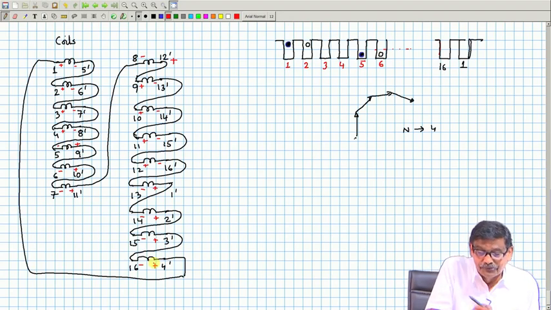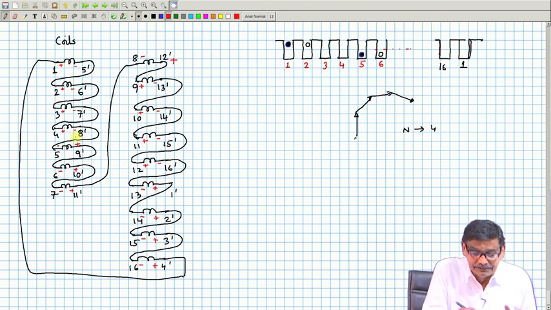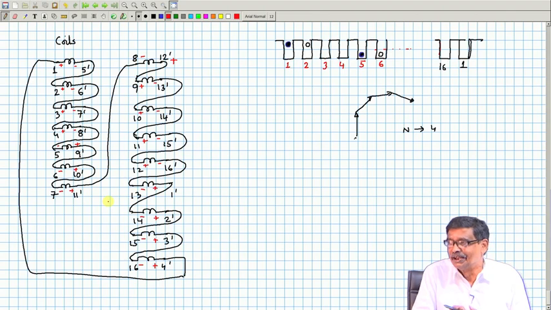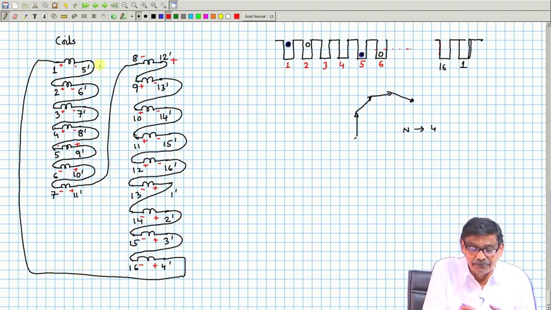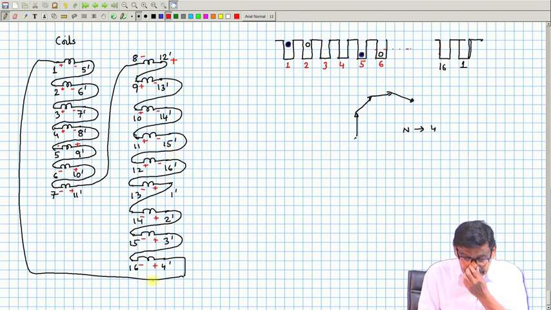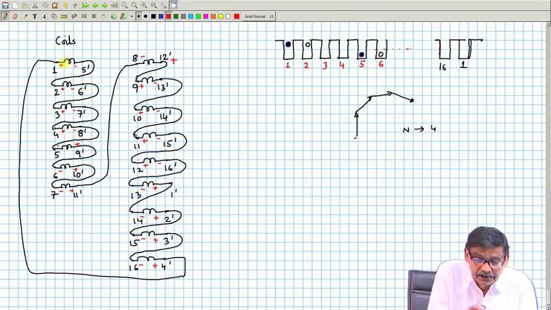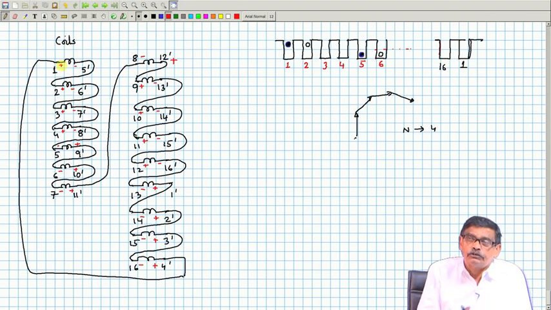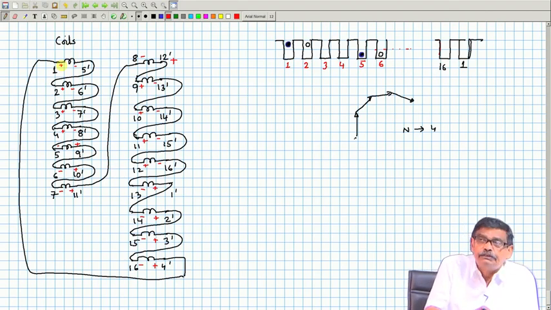So, if you start from this point and traverse all the EMFs, you will see so many plus EMFs and so many EMFs in opposition, ending up with 0 voltage between. If you start from here, traverse all the coils and come back here, there is 0 voltage, although there will be induced voltage across each coil. So, how did I put this plus minus? Let it be very clear.